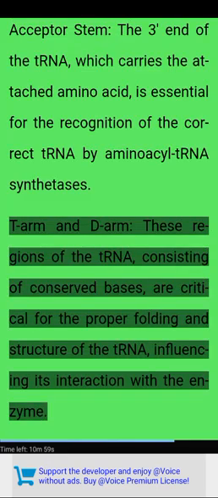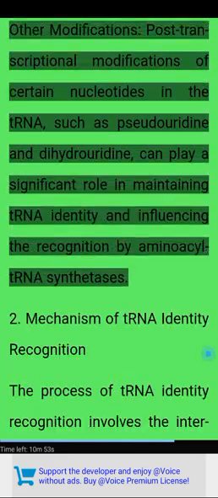T-arm and D-arm. These regions of the tRNA, consisting of conserved bases, are critical for the proper folding and structure of the tRNA, influencing its interaction with the enzyme. Other modifications. Post-transcriptional modifications of certain nucleotides in the tRNA, such as pseudouridine and dihydrouridine, can play a significant role in maintaining tRNA identity and influencing the recognition by aminoacyl tRNA synthetases.